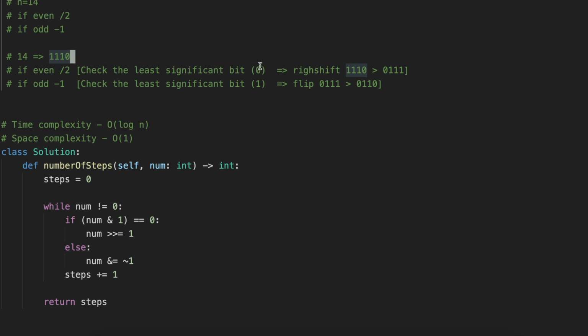If it's equal to 0, that means we are just right shifting it, right? And if it's odd, then again we check the least significant bit, the rightmost bit. If it's 1, then in that case we flip the last bit.